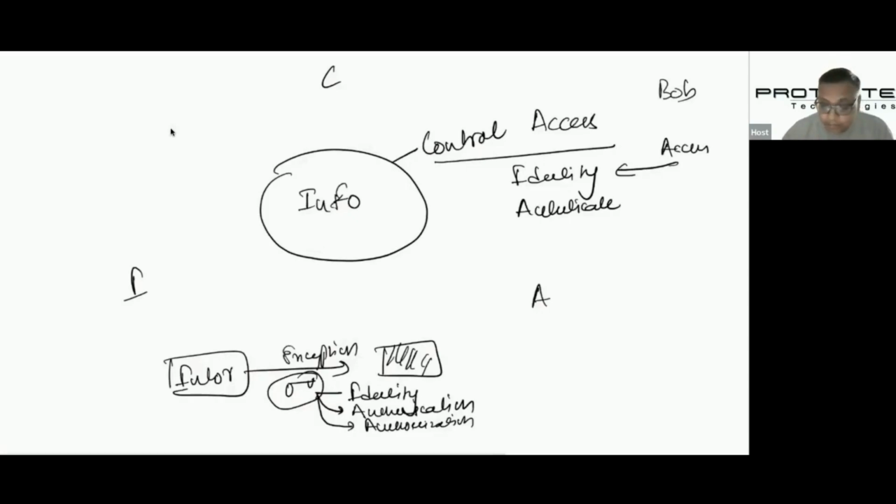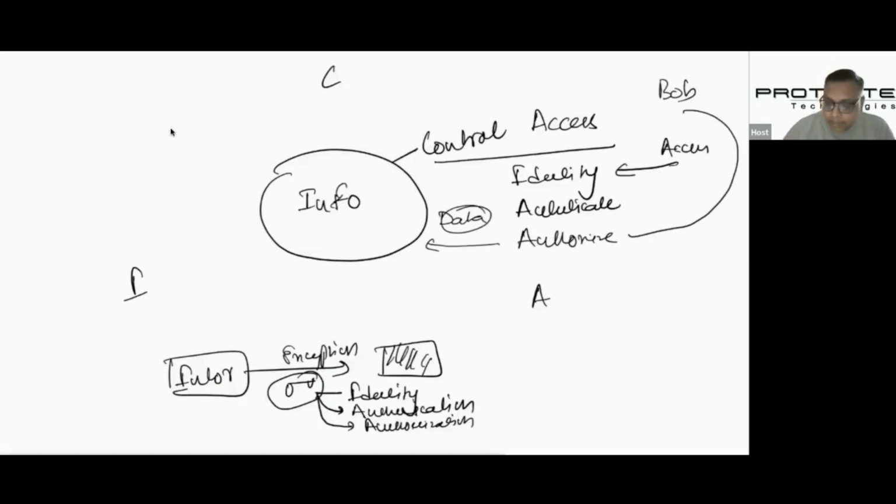Second, it will try to authenticate. It will say, okay, fine, you've given me an identity. Now tell me your date of birth. I will have that data with me. To authenticate, I must have that data with me. Then only I will be able to authenticate. And once I have established the identity and authentication, I will authorize this particular entity, that is Bob, to access the information.